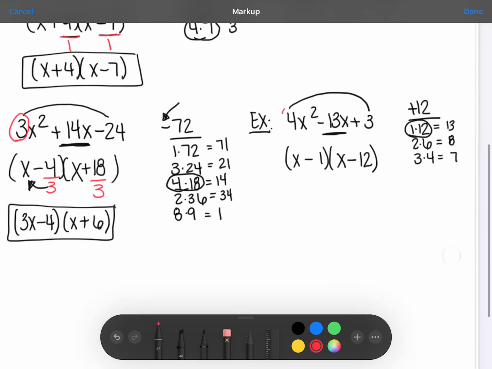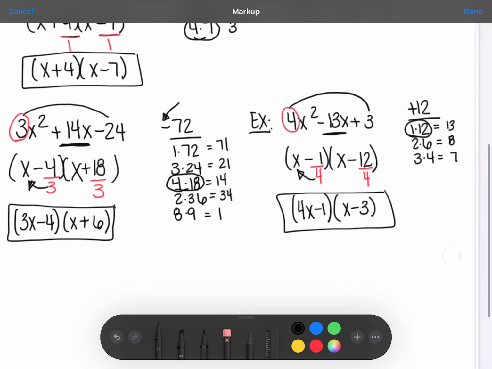Again, divide by your leading coefficient. Don't forget this part, because if you forget this part, your answer is always going to be wrong here. Bottom up, because I cannot reduce 1/4, so this becomes 4x minus 1. 12 divided by 4 is 3. And that is your answer.